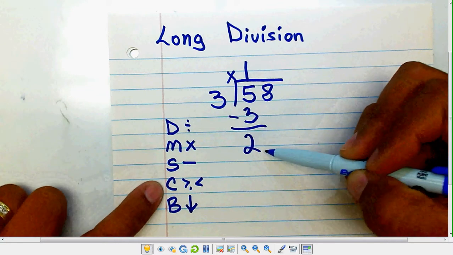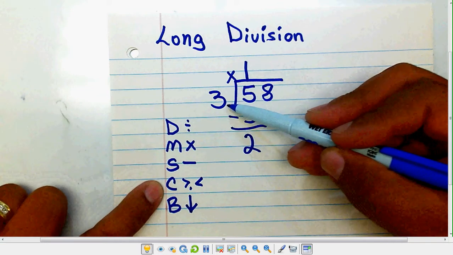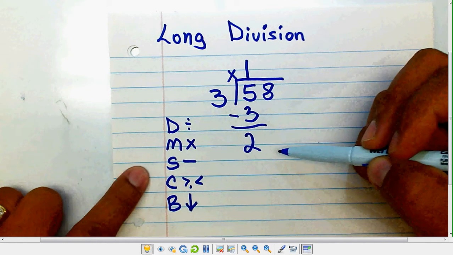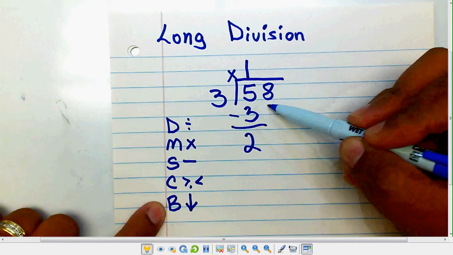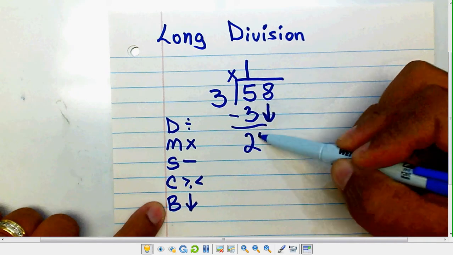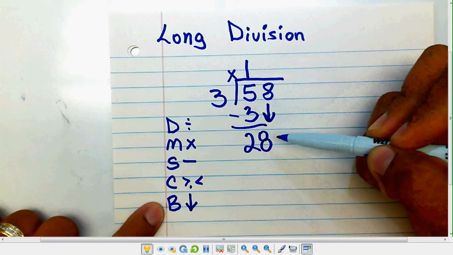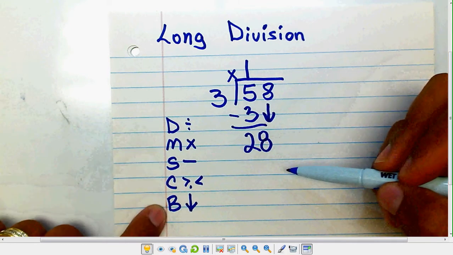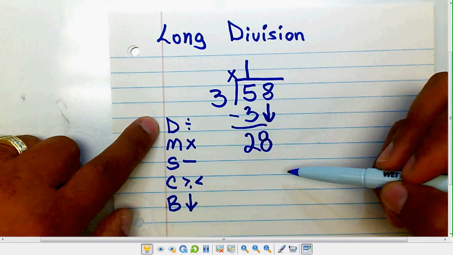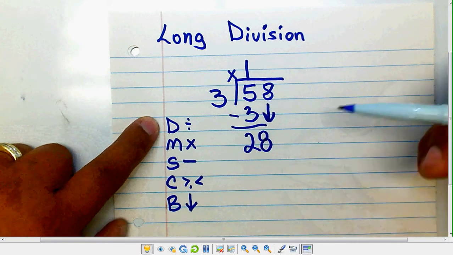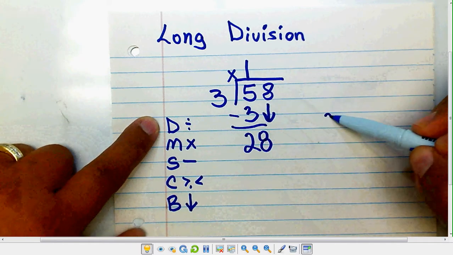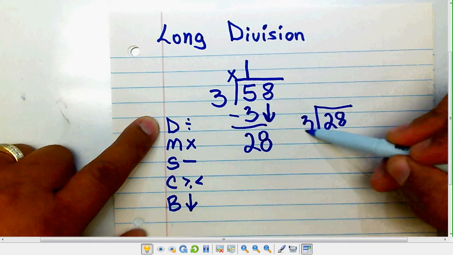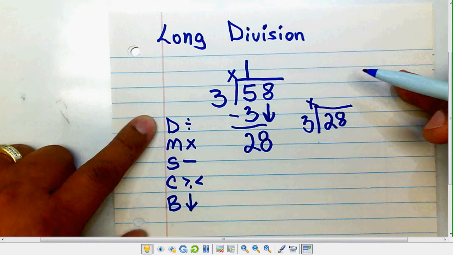Now we're going to compare. If I have 3 in every group and I only have 2, I don't have enough to make a group. Therefore, I'm going to bring down the 8. You only bring down one digit at a time. So anytime you go all the way to the bottom, bring down, you always start right back where you started, back to the top. So I'm going to put the 28, and I'm going to divide by 3. My divisor never changes. I'm still dividing by 3.